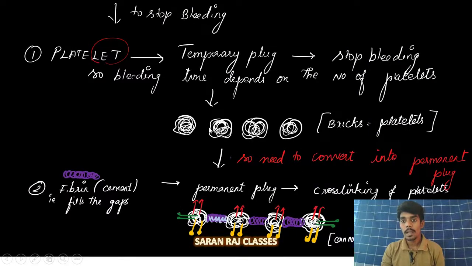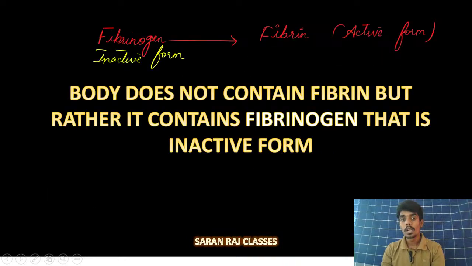So this temporary plug can be easily ruptured and may cause further bleeding. But if fibrin is attached to the platelets, it forms the permanent plug. That means it cannot rupture easily. Moving on to the next one. So here we have the fibrin molecule and the platelet for cross linking.